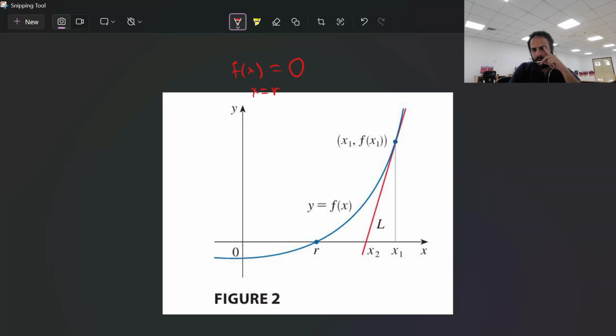But how to find the solution? By Newton's method. Here is the idea. First, you choose an initial point x1 on the x-axis. x1 needs to be close enough to r. Then you find the tangent line at x1. Then you find the x-intercept. You get x2, okay? Which x value is closer to r? What do you think?